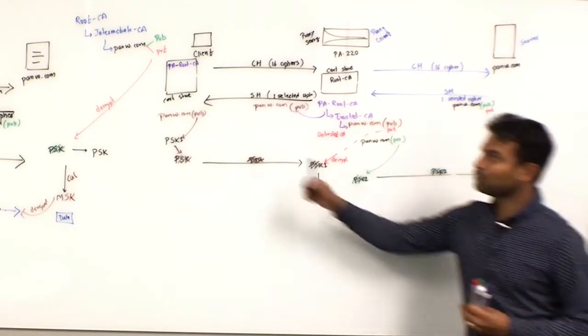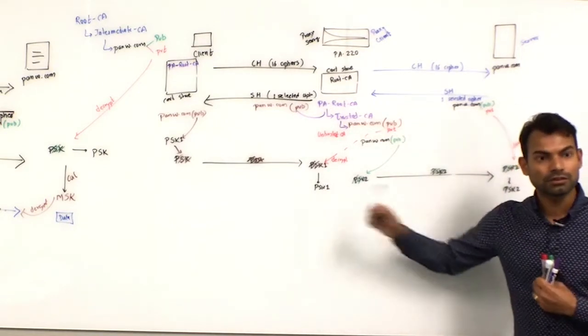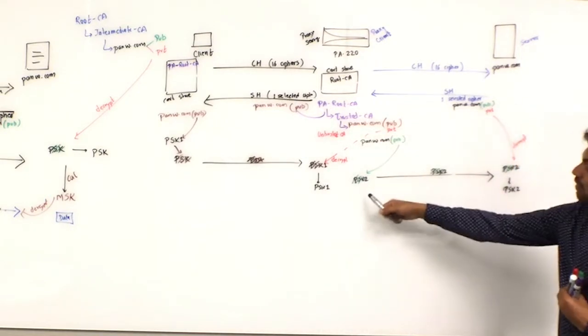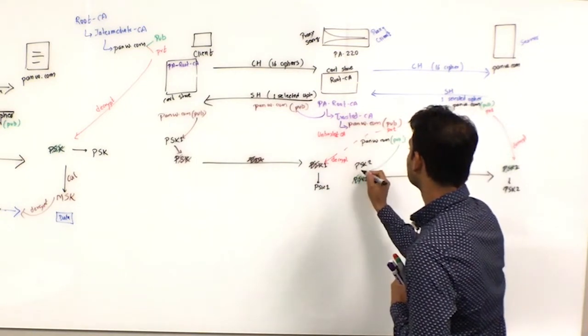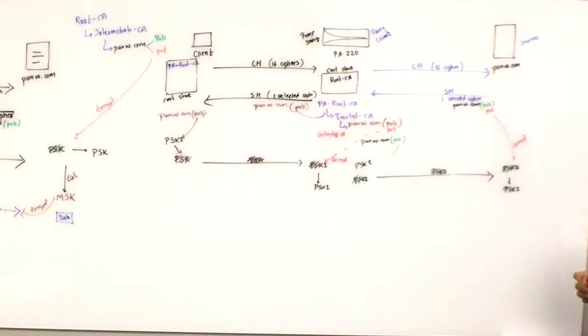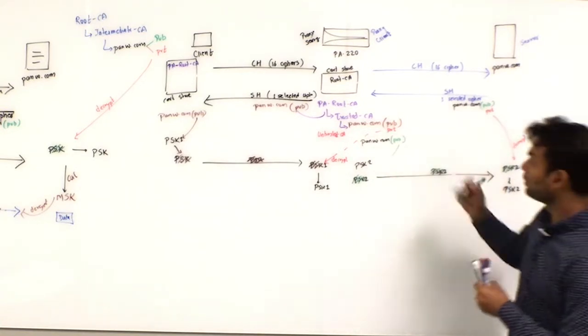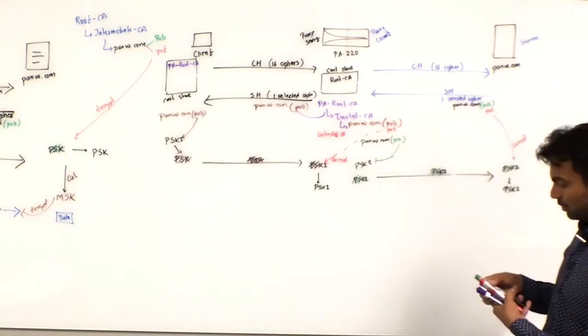Now we have a PSK1 available on the client. We have a PSK1 available on the proxy server. We have a PSK2, let me write that here, available on the firewall, and we have a PSK2 available on the final server.